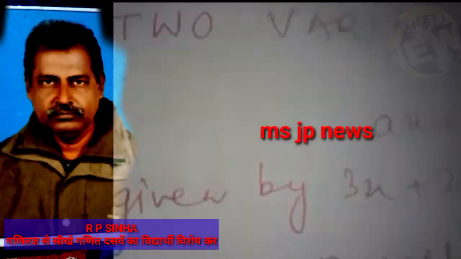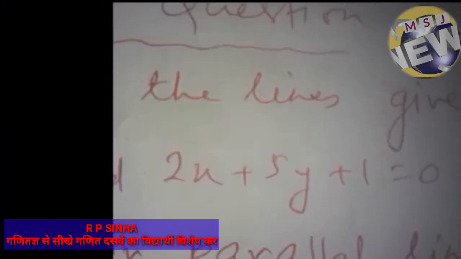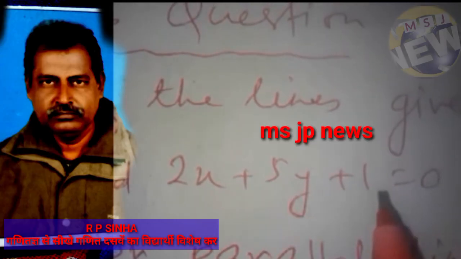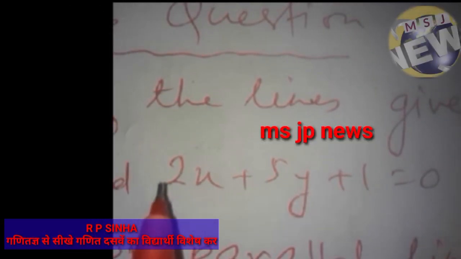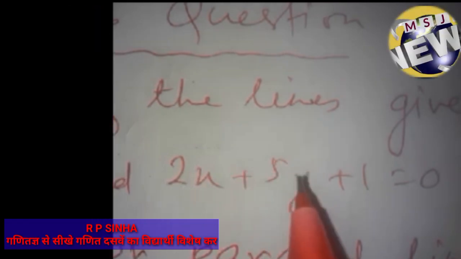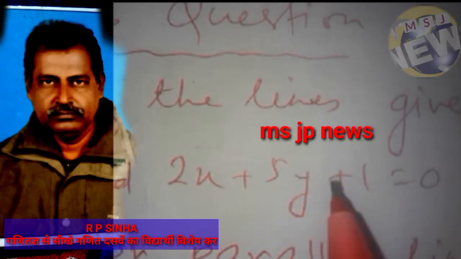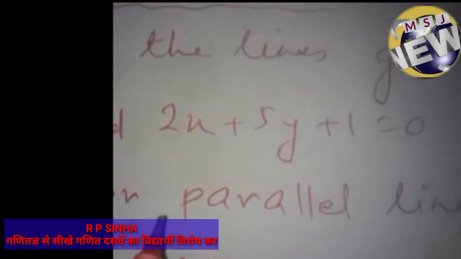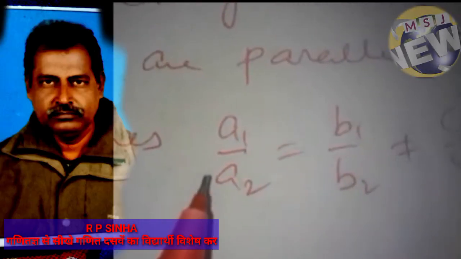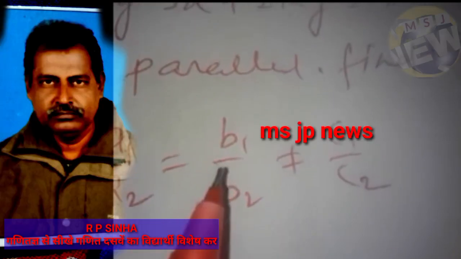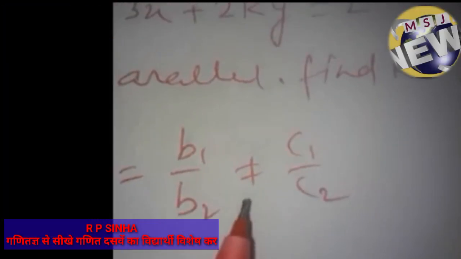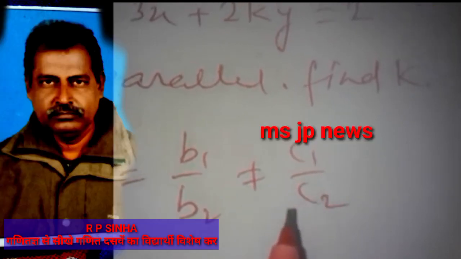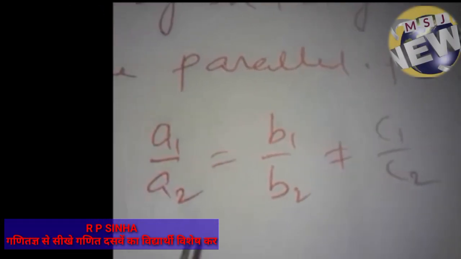Now in equation number 2 we have 2x plus 5y plus 1. So A2 will be 2, B2 will be 5 and C2 will be 1. Now we know the conditions for parallel lines. For parallel lines, A1 by A2 is equal to B1 by B2, but it should not be equal to C1 by C2. So this is the condition for parallel lines in case of graph.